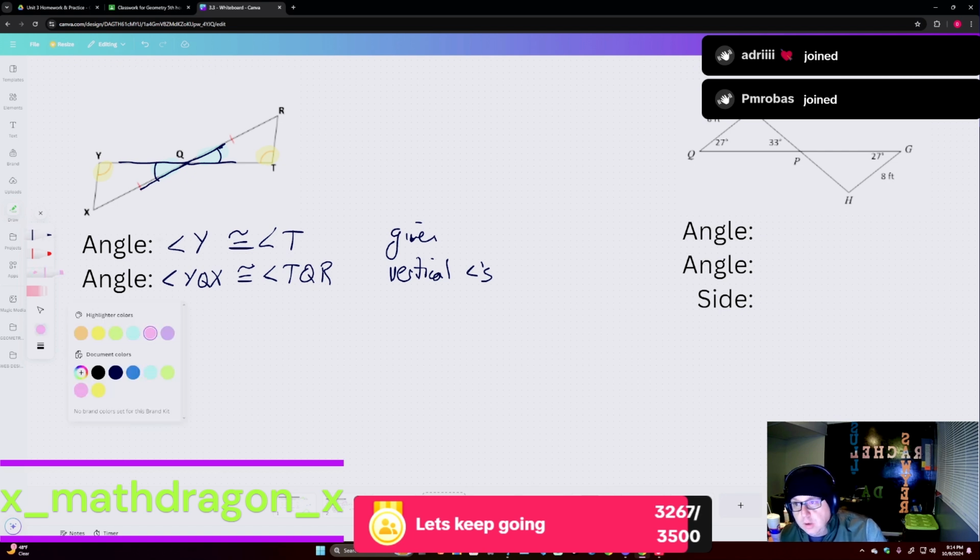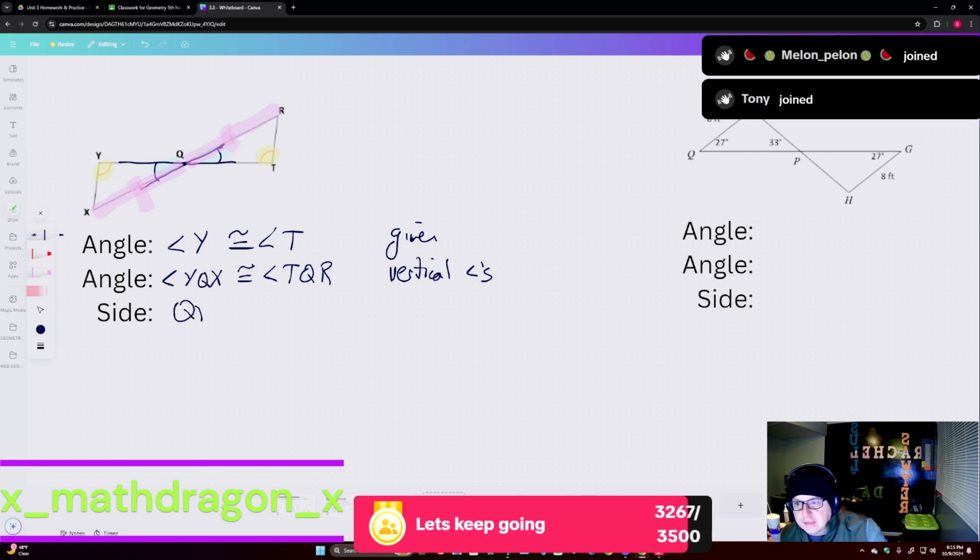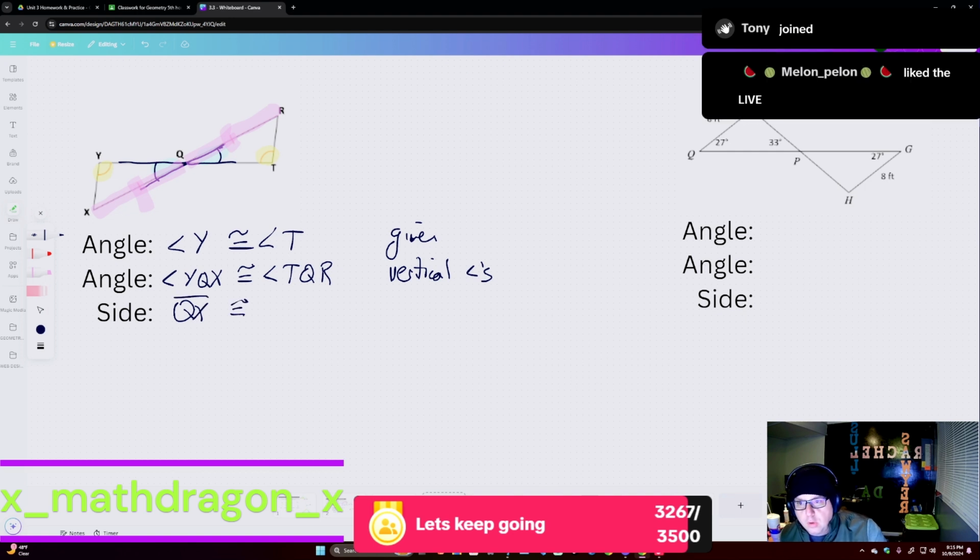And then the last one, we know QX and QR are congruent, and we know that because the picture tells us. So we're going to go QX is congruent in segment, and we're going to go QR.